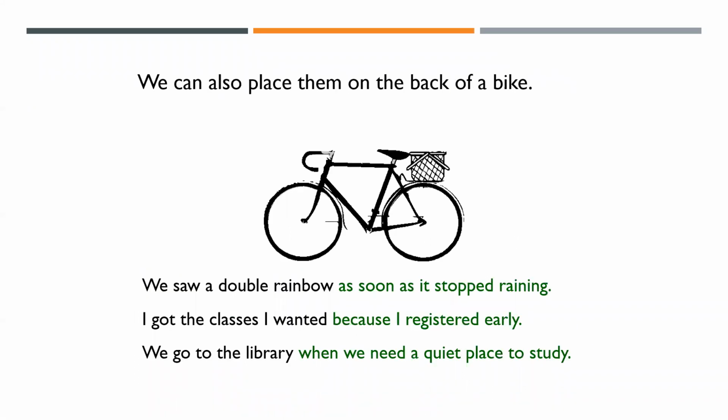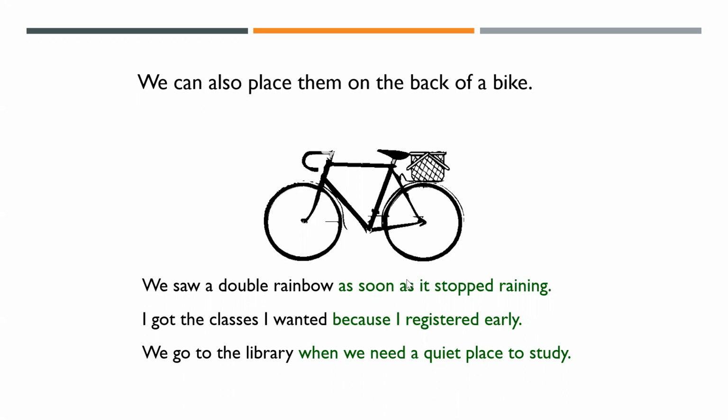Like this. And also you can put the basket behind the bike. So you can have, "We saw a double rainbow as soon as it stopped," and "I got the classes I wanted because I registered early." "We go to the library when we need a quiet place to study." Like this. Okay, yeah, you need to highlight that.